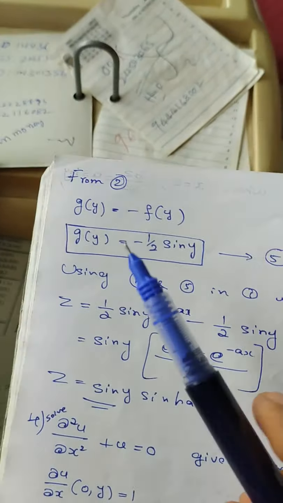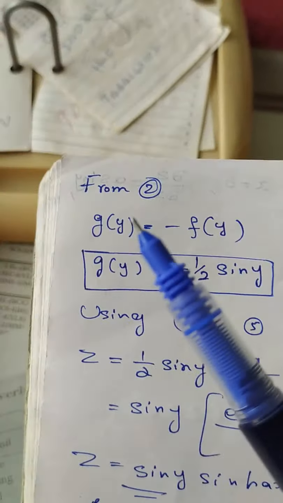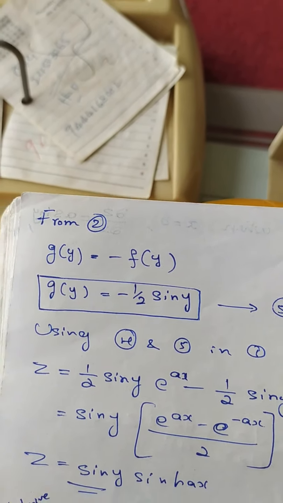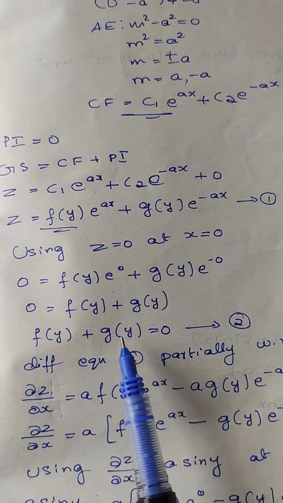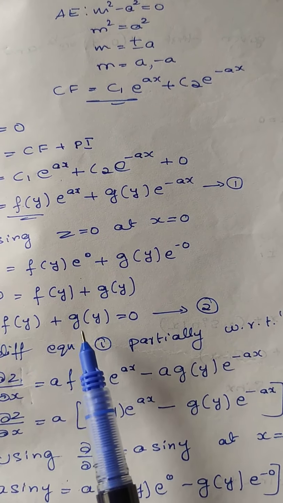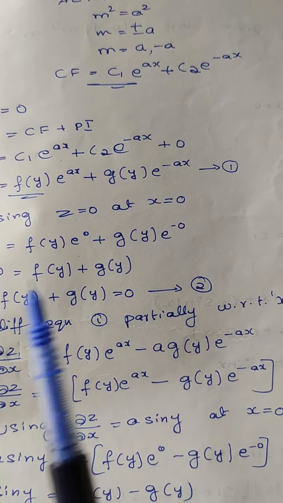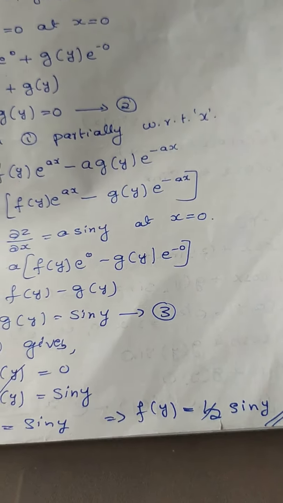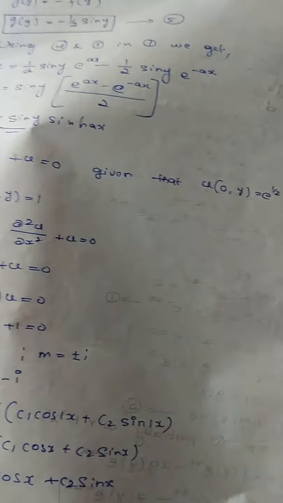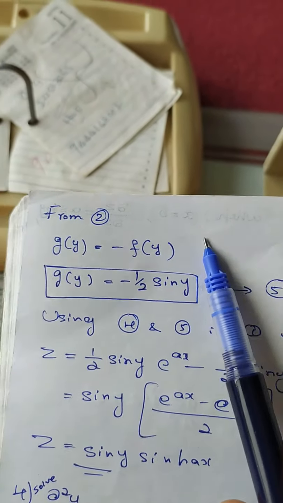Similarly, come to the next simplification. From the first equation, f of y plus g of y is equal to 0. F of y is minus g of y, or g of y is minus f of y. Since we get f of y, easily we can find g of y. What is g of y? G of y is minus f of y.